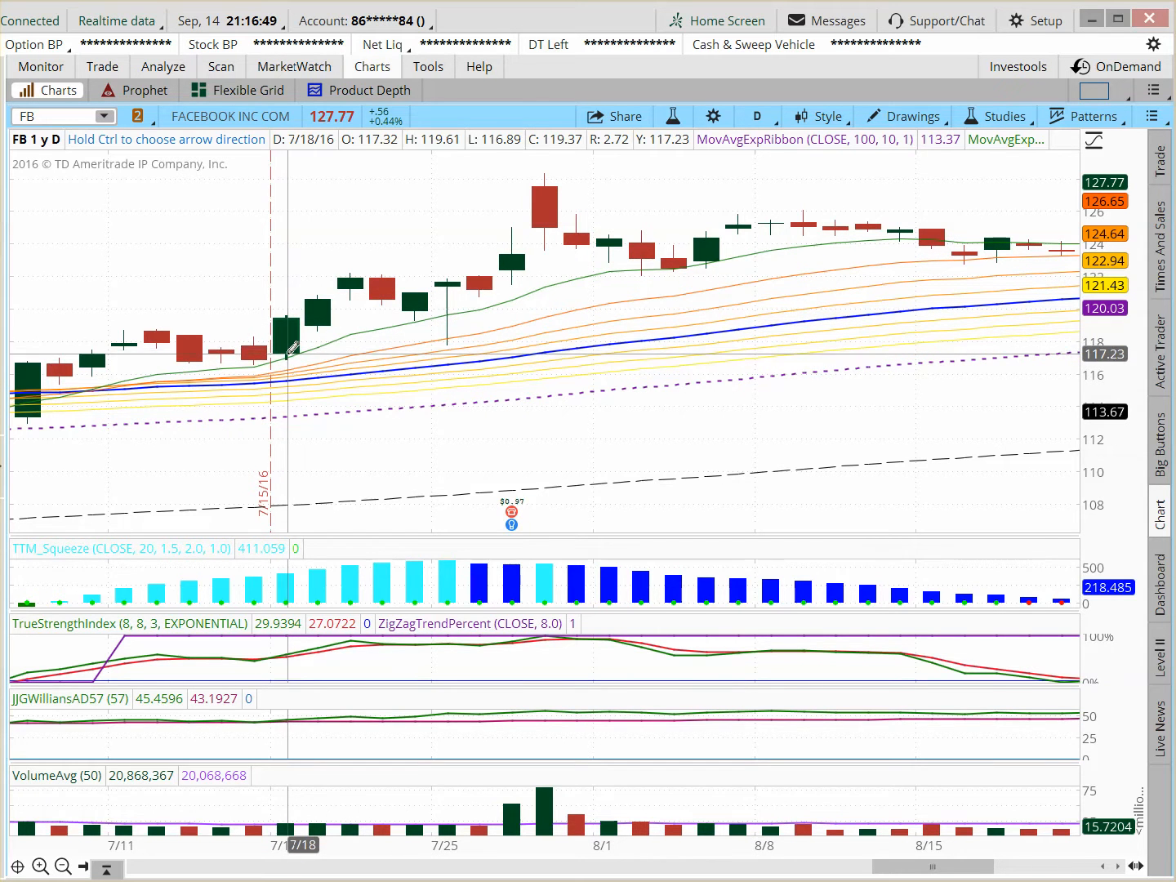What this is indicating is that price during trading hours went below the open, and that is reflected above where it says low. So the low for this particular day was 116.89, and then above, where you see the little tail, the high for the day was 119.61.